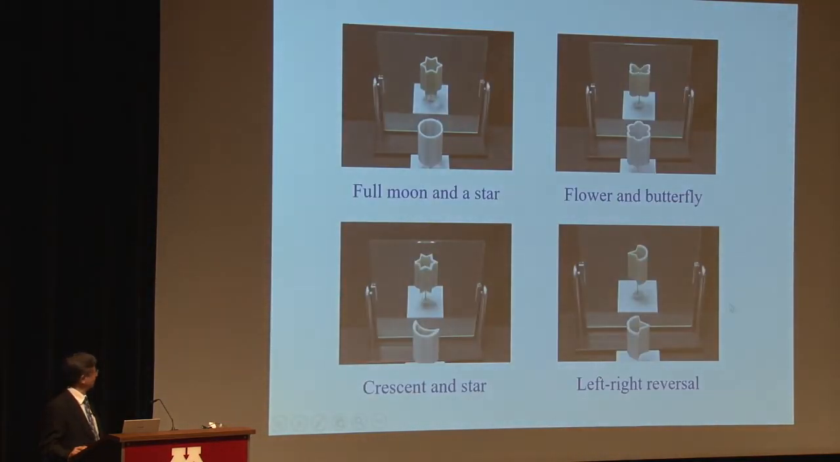So this is a third generation impossible object. I name it the ambiguous cylinders because it's a cylinder type object, and if we see it from two special directions, they have quite different shapes. For example, from one direction it's a moon, and from another, star, flower, butterfly, crescent, star, and so on.